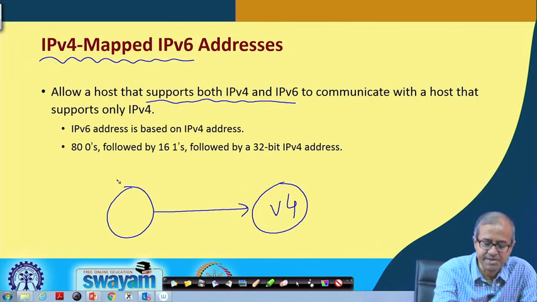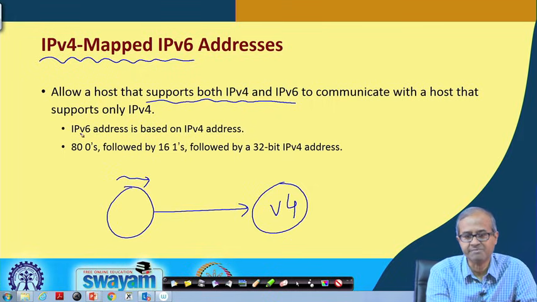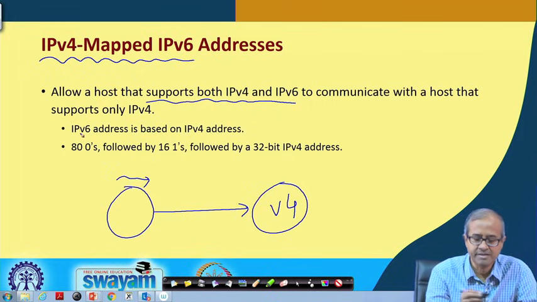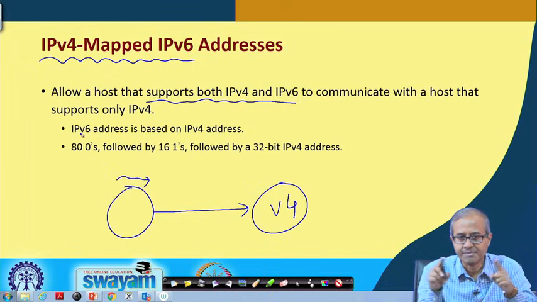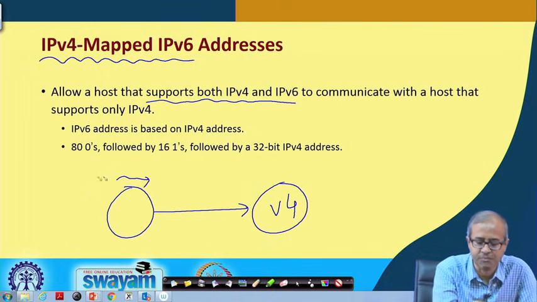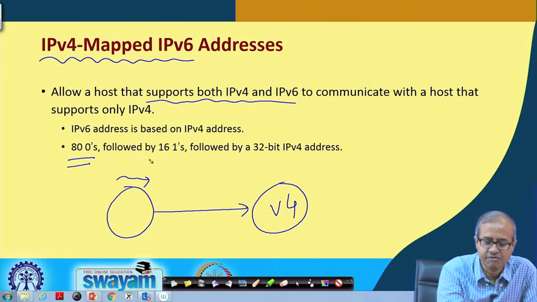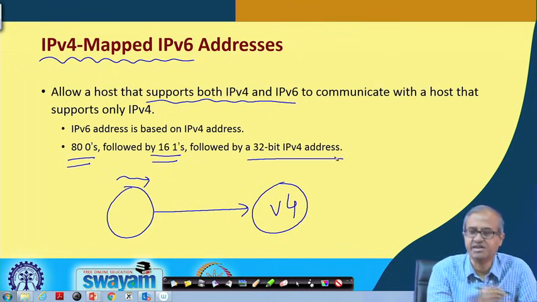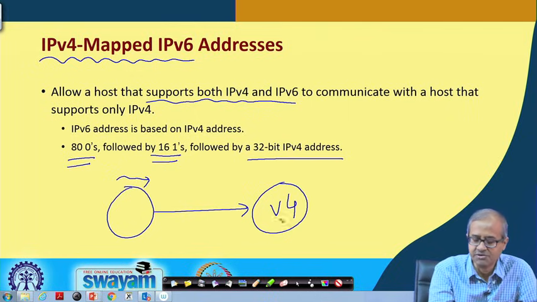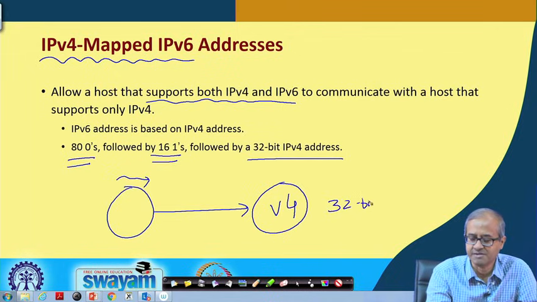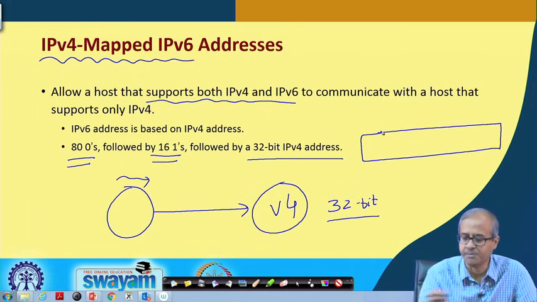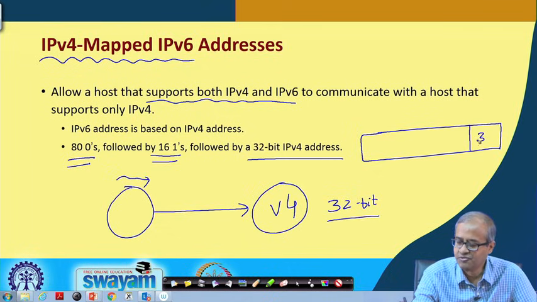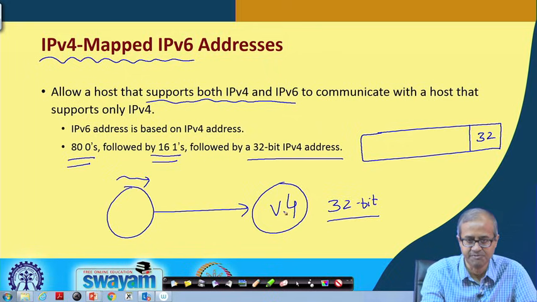If the packet being produced is an IP version 6 packet with an IP version 6 address, then you generate some kind of an IP version 6 address which is formed like this: 80 zeros followed by 16 ones followed by a 32-bit IP version 4 address, because the person you are sending to is an IP version 4 network, which means it will have 32-bit IP addresses. So, in this 128-bit address that you will have to prepare, the last 32 bits will contain the actual IP address of the destination, IP version 4.